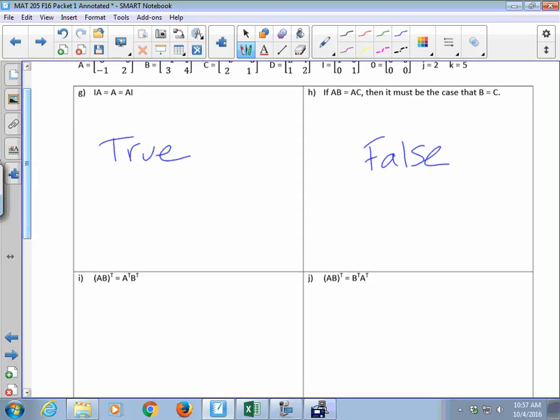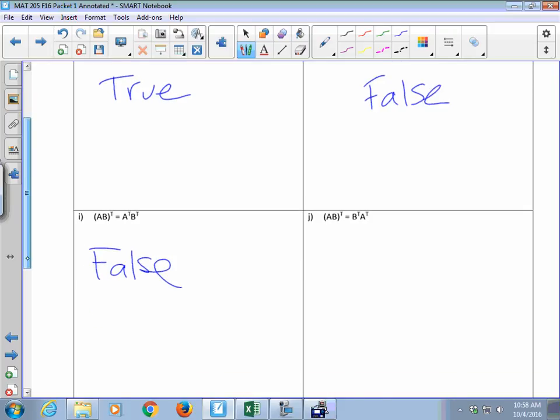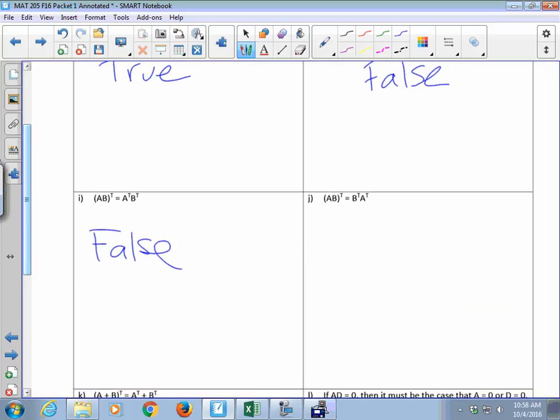A times B transposed, can you distribute the transpose? Was that true? I don't know if anybody got this far. This one's false. If you multiply A times B and then transpose, switching the rows and the columns, it's not the same thing as A transpose times B transpose. What it is the same as is B transpose times A transpose. So in general, that's the rule for transposing a product.